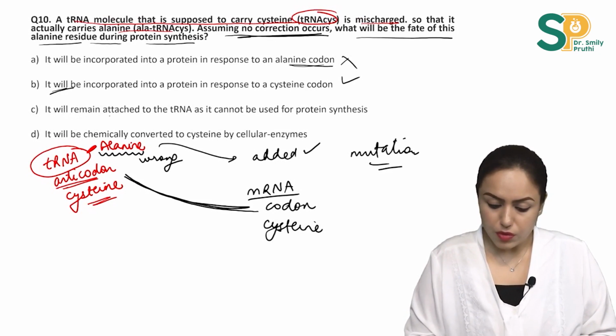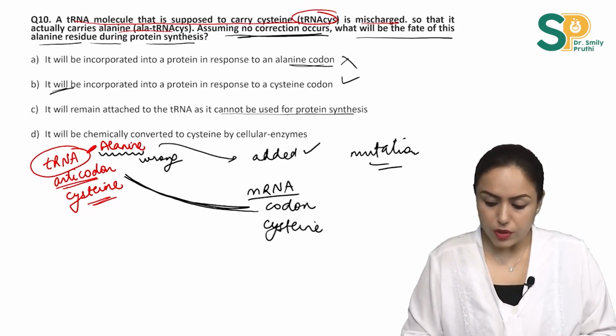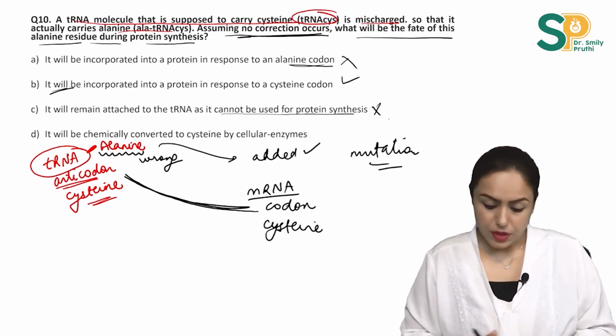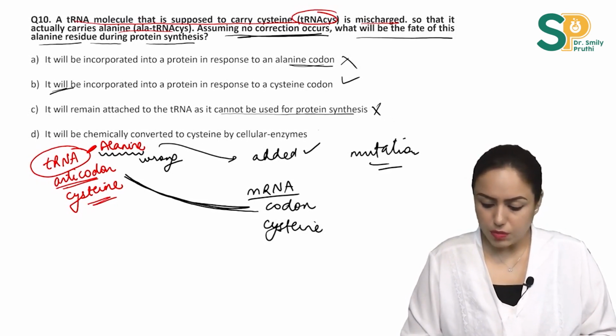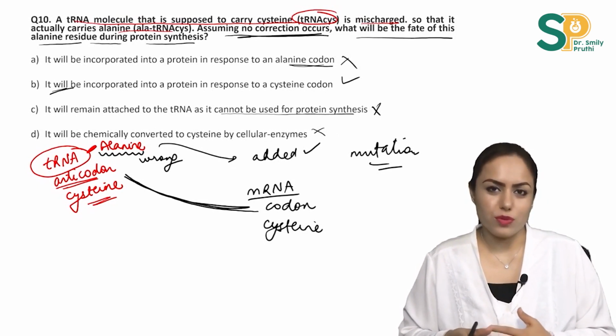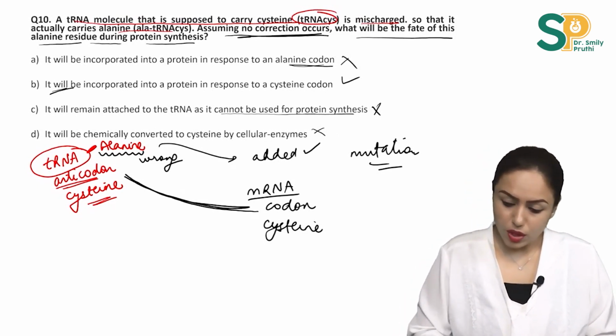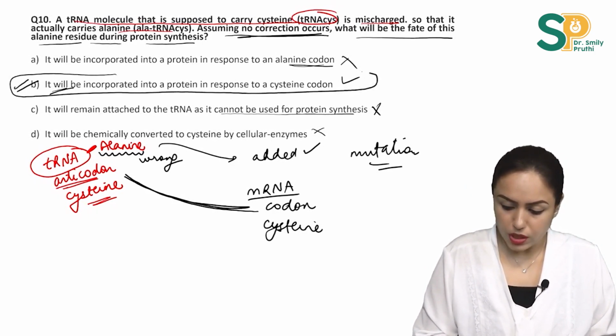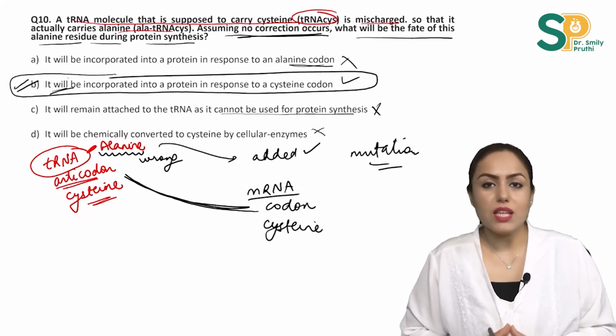Option C, it will remain attached to tRNA as it can't be used for protein synthesis. No, this doesn't occur. Option D, it will be chemically converted to cysteine by cellular enzymes. No, an amino acid cannot be converted like this. So the answer will be B. Alanine will be incorporated into protein in response to a cysteine codon.